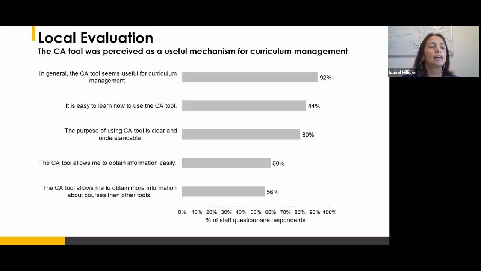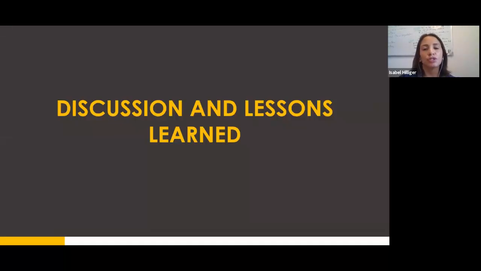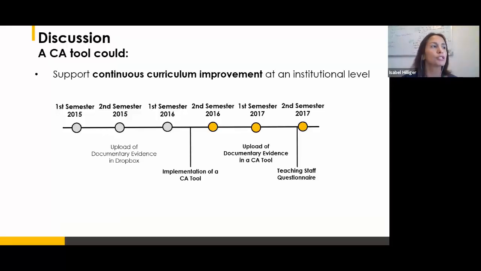And then the questionnaires show that most of the teaching assistants who participated considered that the tool was useful for their curriculum management, and they found that the tool was easy to use and it was clear and understandable. So considering these promising results, I'm going to share the lessons learned and discuss a little bit what these results mean for us in the context of our research project.